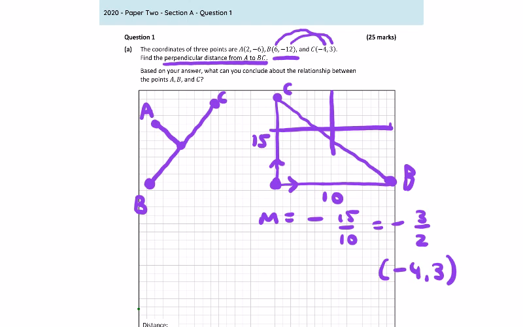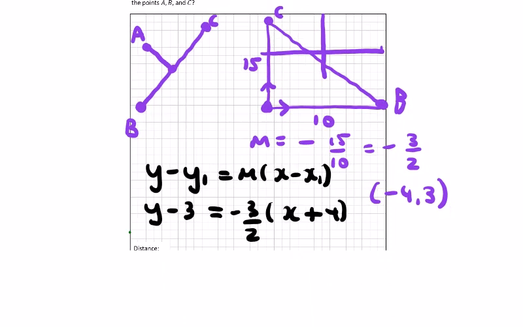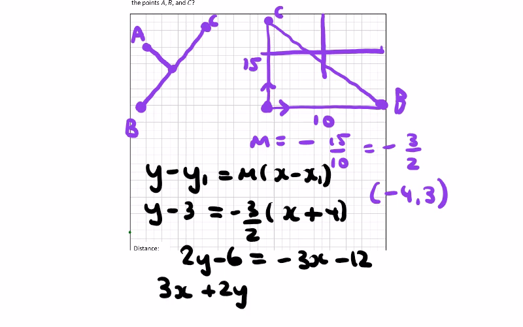And then we write down y minus y1 equals m times x minus x1. So y minus 3 is equal to minus 3 over 2 times x minus minus 4. So we're going to get 2y minus 6 is equal to minus 3x minus 12. So bringing it all to the same side of the equal sign, 3x plus 2y minus 6 plus 12 will be plus 6 equals 0.